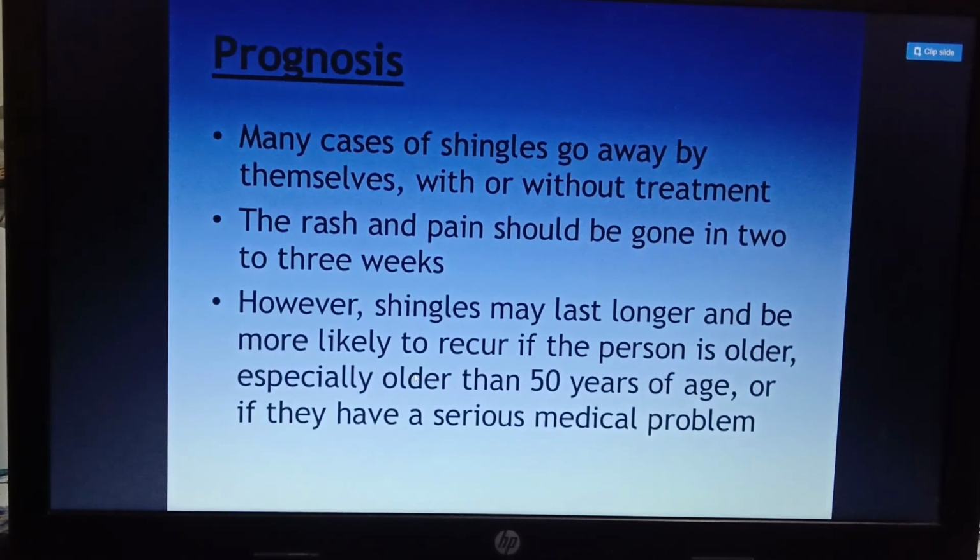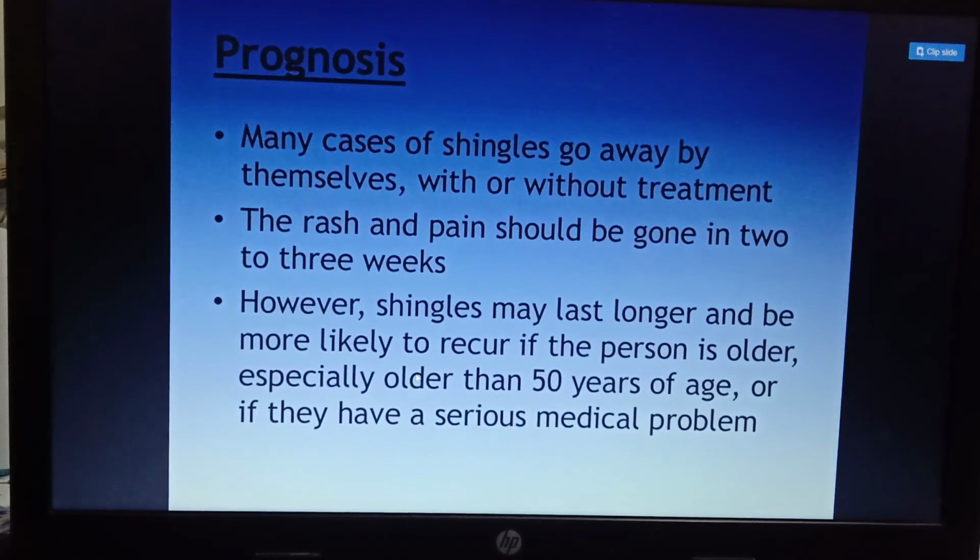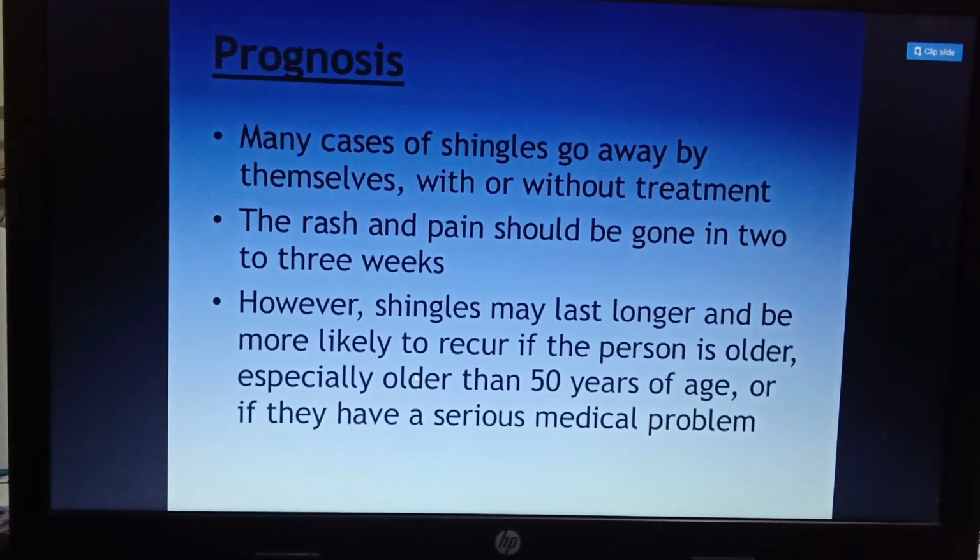And coming to the prognosis, we already discussed that it is common in the 50 years and older age group, and it is a serious medical problem where the person has low immunity, so they can easily develop the disease. Okay, so the prognosis is good, and with or without treatment it is going to subside. But with nerve involvement you have to take care. Okay, so that is regarding the herpes zoster virus. Okay, thank you.